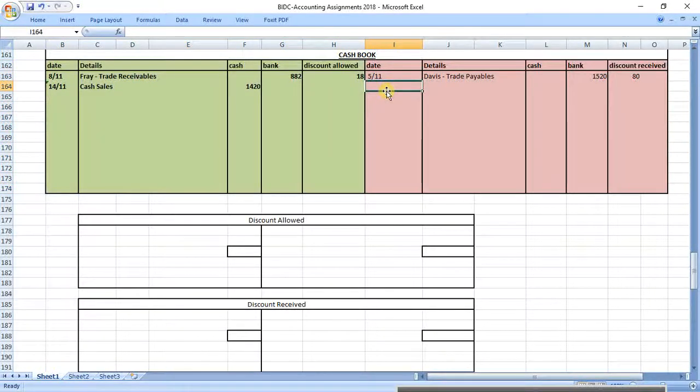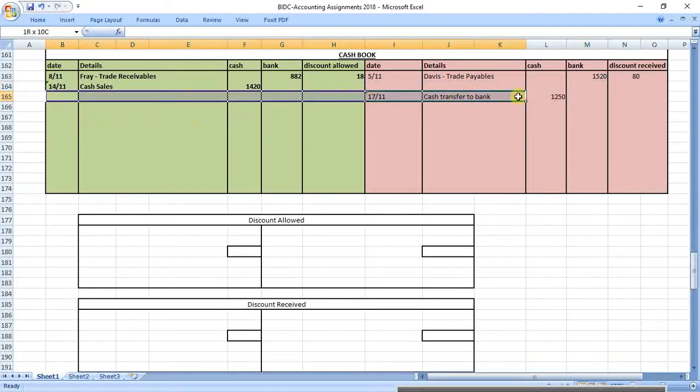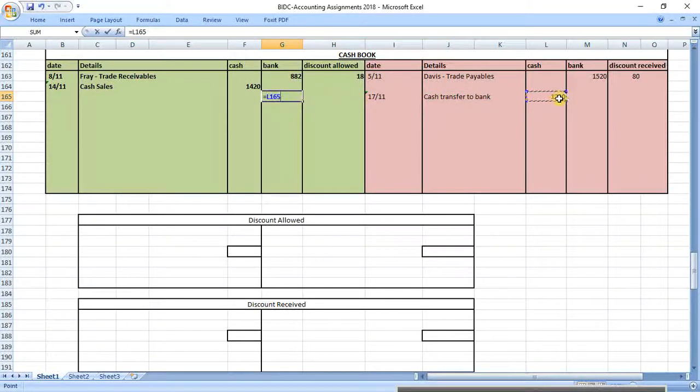So when did that take place? On the 17th. Let's put that in. 17/11, this was a cash transfer to bank. My cash is going to decrease by how much? By 1250. I want to put this on the same line, so I'm going to move this one line down so you can see it. I'm taking cash from cash in hand and putting it into the bank, so this is going to go up.